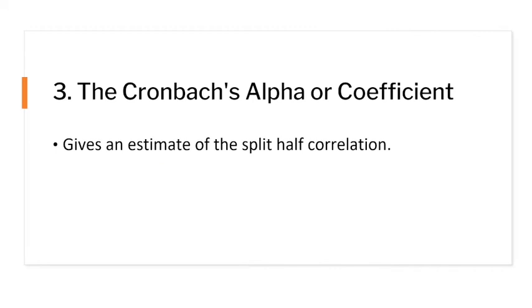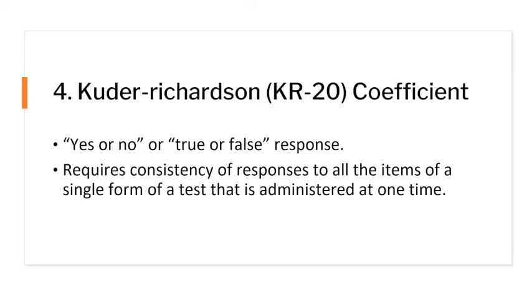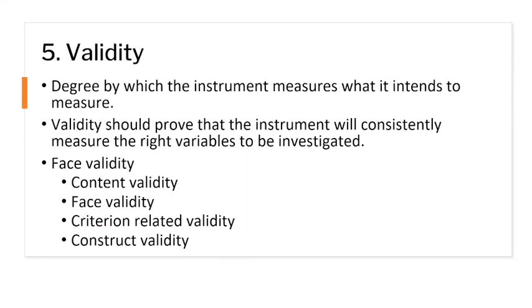Next, the Cronbach alpha coefficient. We've already talked about that. It's also an estimate of your split half correlation. Then you have the Kuder-Richardson. Your KR20 coefficient is best used for questionnaires which are yes or no, true or false. It requires consistency of responses to all the items of a single form of test that is administered in one time. Okay, so take note, this is best for a single form of test administered at one time, and it considers all items. Next, you have validity.